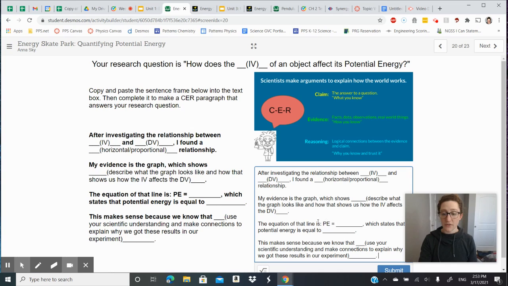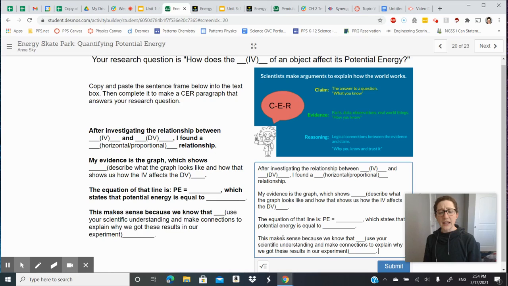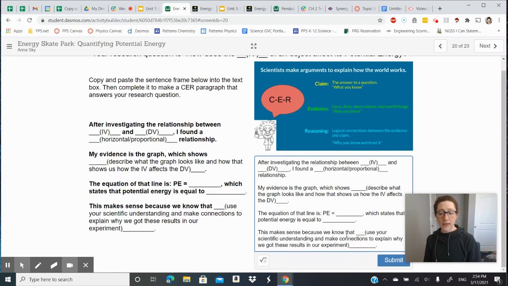That's going to be part of your evidence, and what that is telling us about it. The equation of the line is, which states that potential energy is equal to. So I'm asking you to give it to me as a math statement, and then I'm asking you to turn that into a word statement. What does this equation mean? Okay, give that to me in words. So for instance, I could say potential energy equals 30g squared, which states that potential energy is equal to 30 times the amount of gravity squared. That's what that would look like, and I'd write that all out.